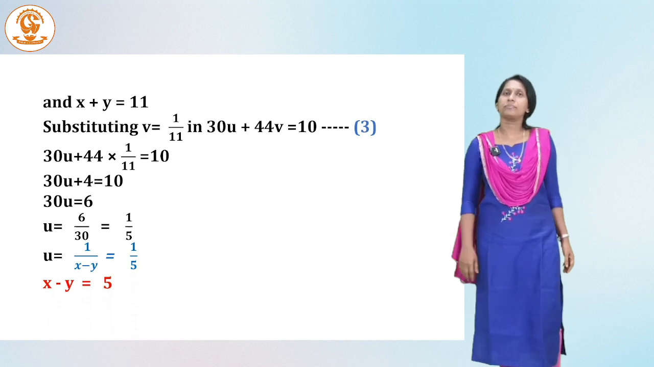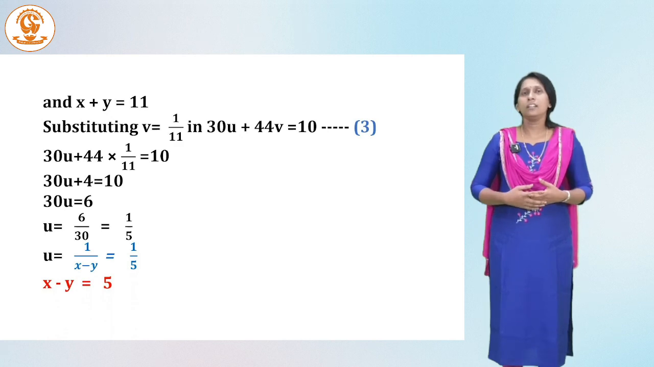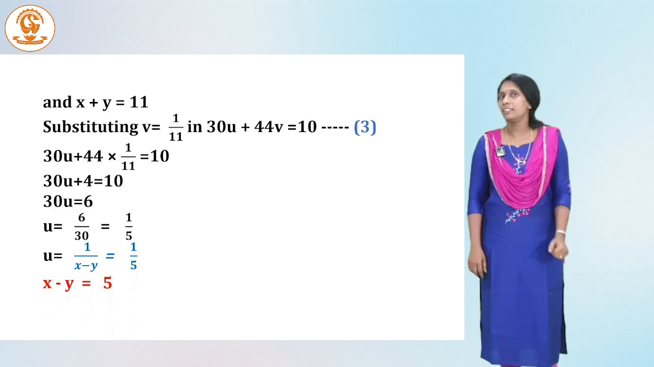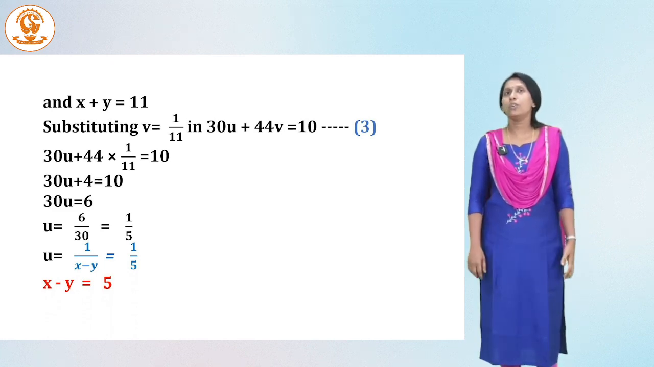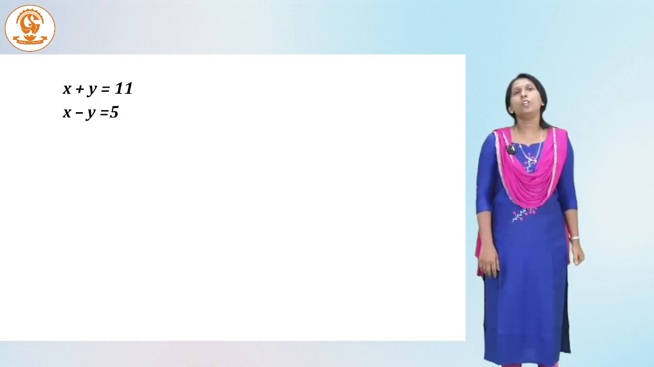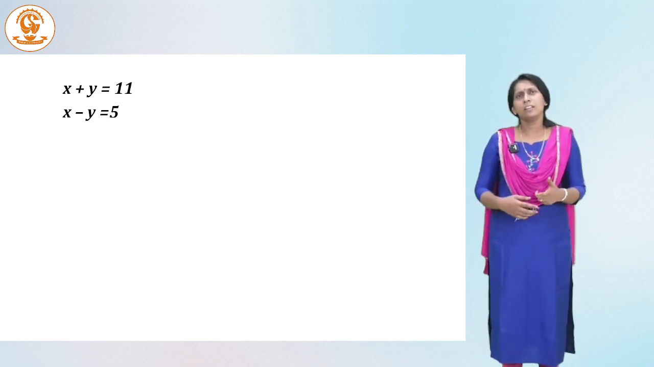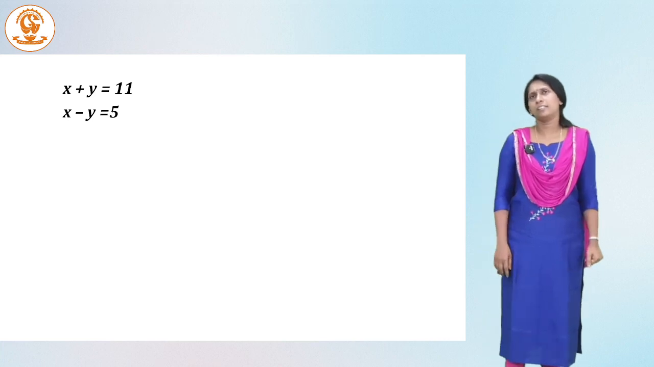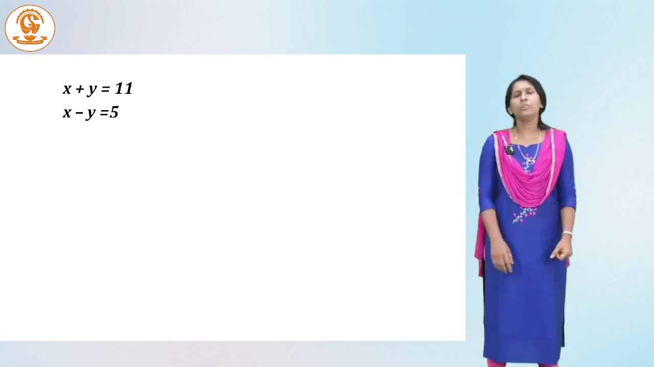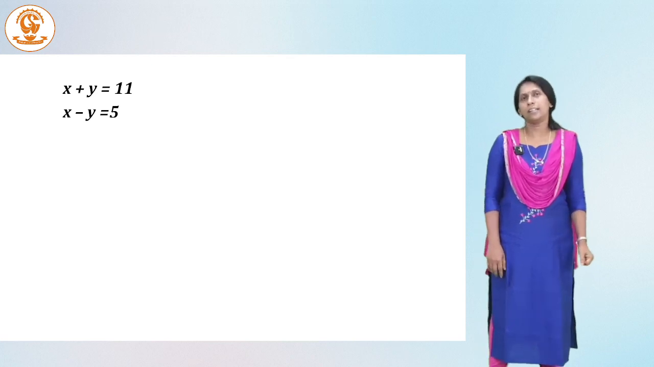So what is the value of x minus y? 5. So listen, here again we got two linear equations in the same two variables x and y, isn't it? So what are those two equations? The first equation is x plus y is equal to 11 and the second equation is x minus y is equal to 5, isn't it? Can you solve this yourself by the elimination method and find the value of x? You do the solving part and tell me the correct answer for x and y.